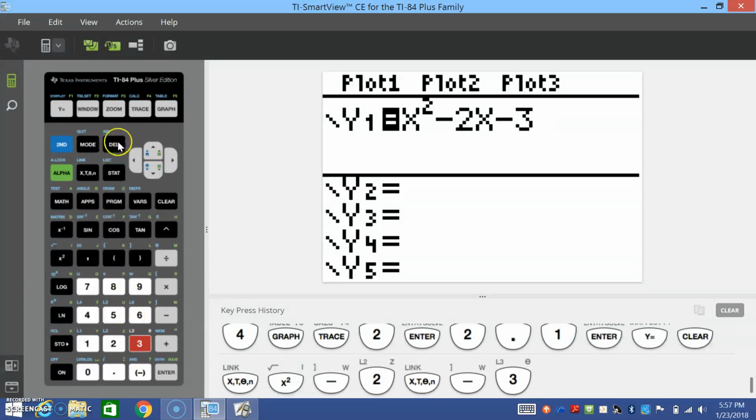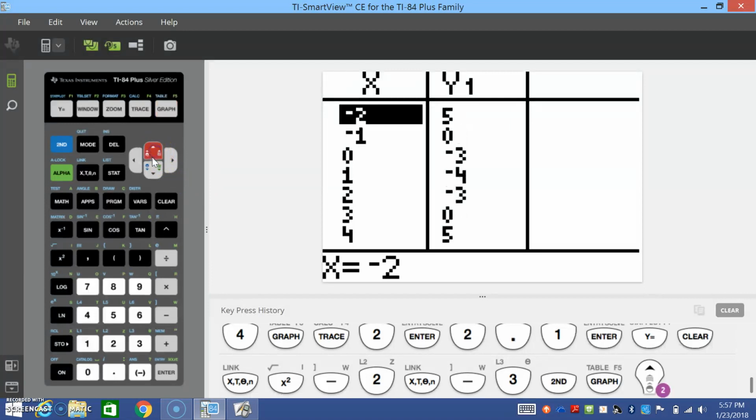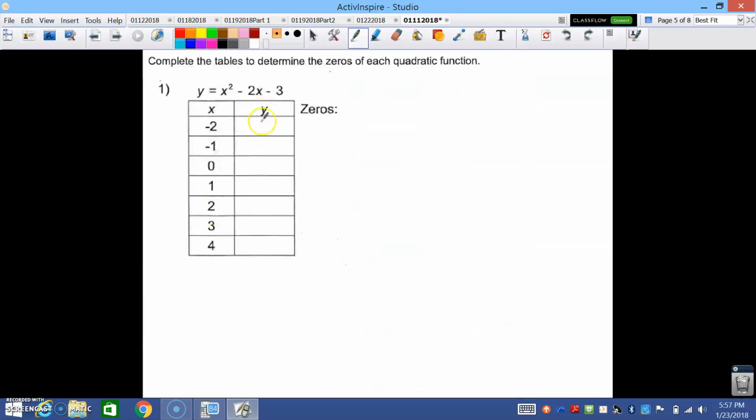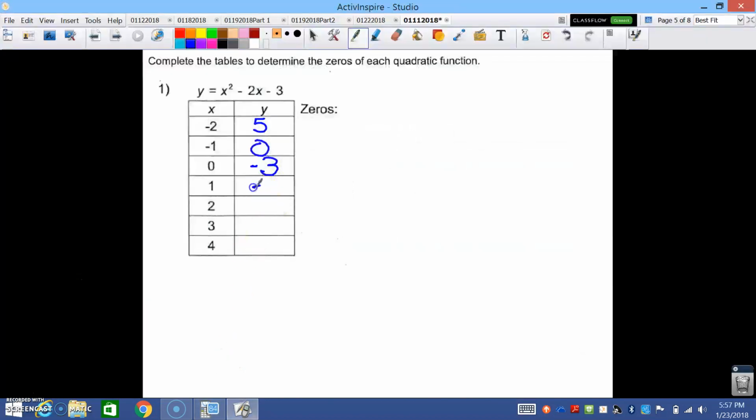Okay, and then I can just go to second graph, and it gives me the table, right? Well, they want me to go from negative 2, so I can just move up 2, right? And I'm just going to copy 5, 0, negative 3, negative 4, negative 3, 0, and I believe the last one was 5.